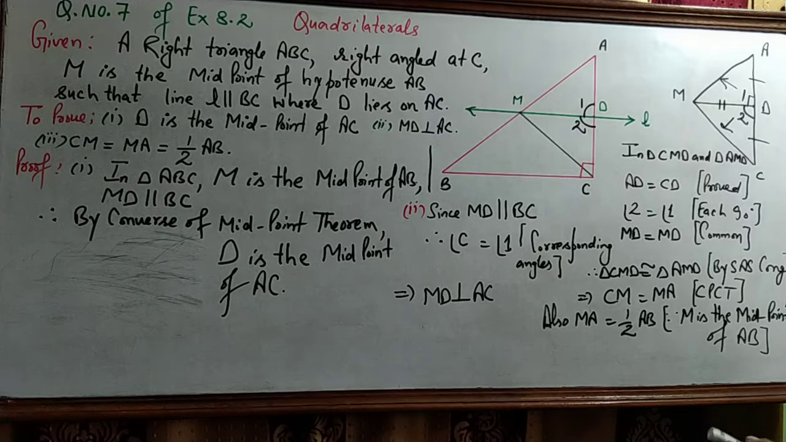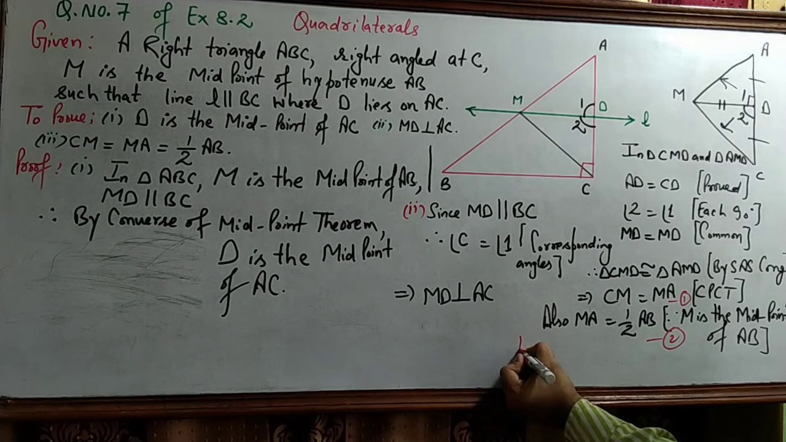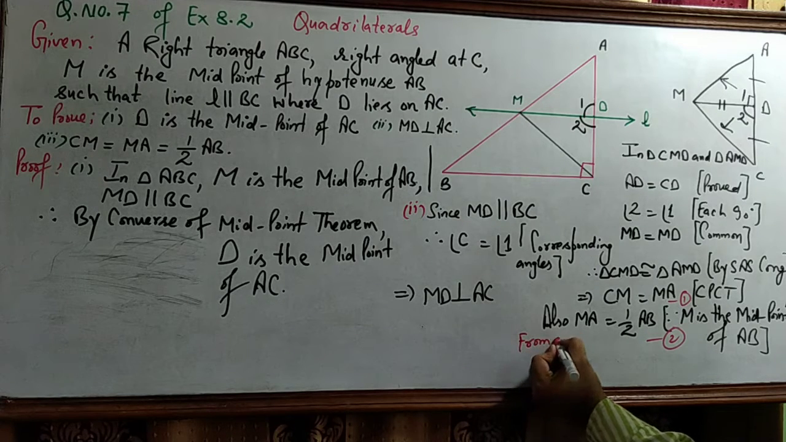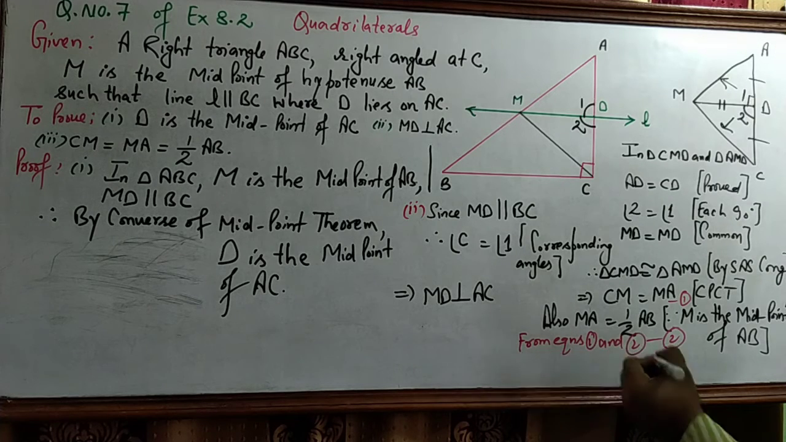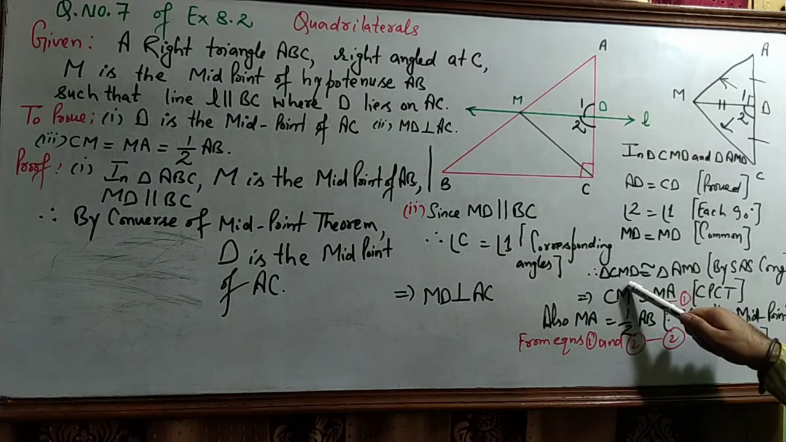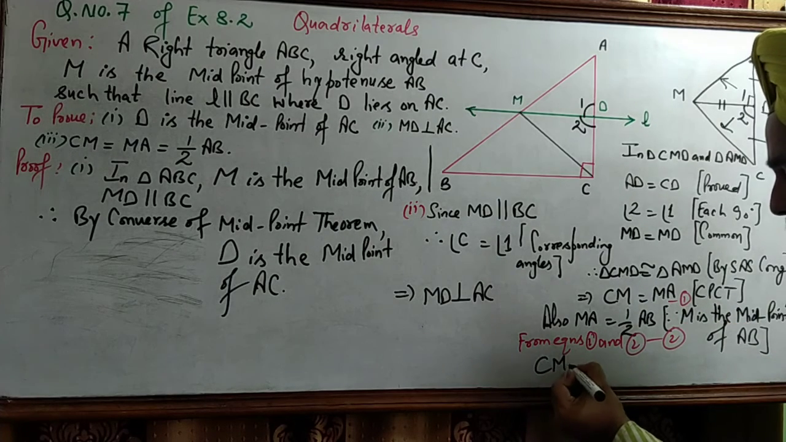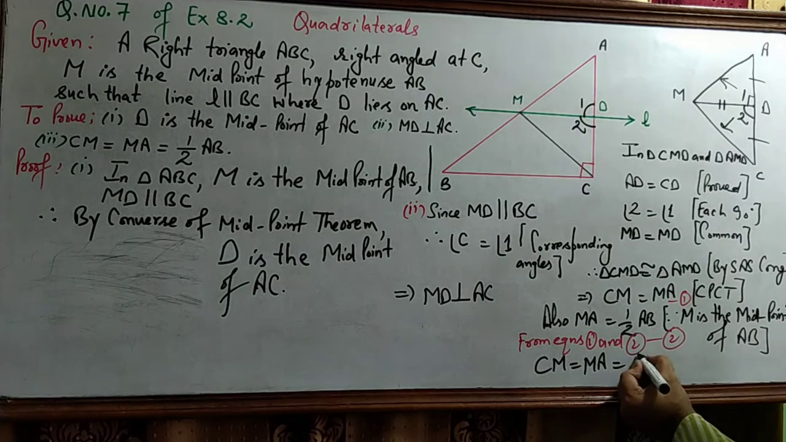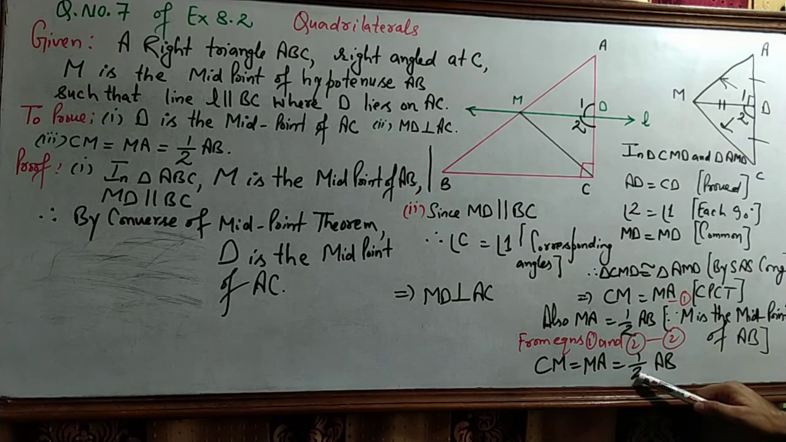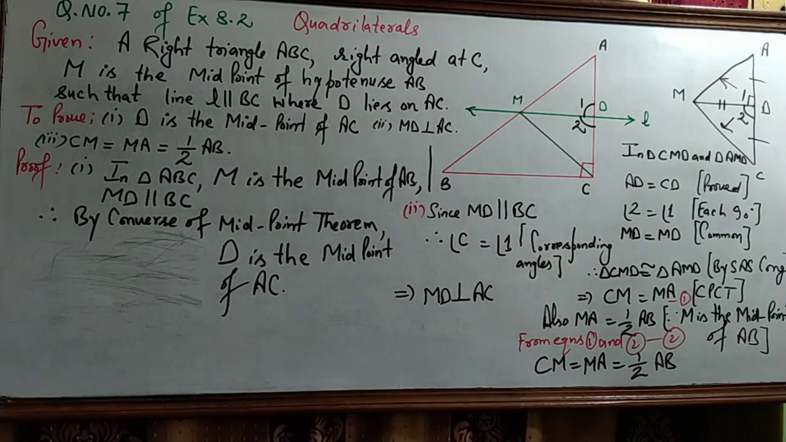या फिर आप ऐसा भी कर सकते हैं. Let this be equation 1. This one is equation 2. From equations 1 and 2, if we compare these two equations, CM equal to MA, ये दोनों तो equal हैं. CM equal to MA equal to, अब MA किसके बराबर हो जाएगा? Half of AB. This one is question number 7. हमें ये प्रूव करना था third part. CM equal to MA equal to half of AB.